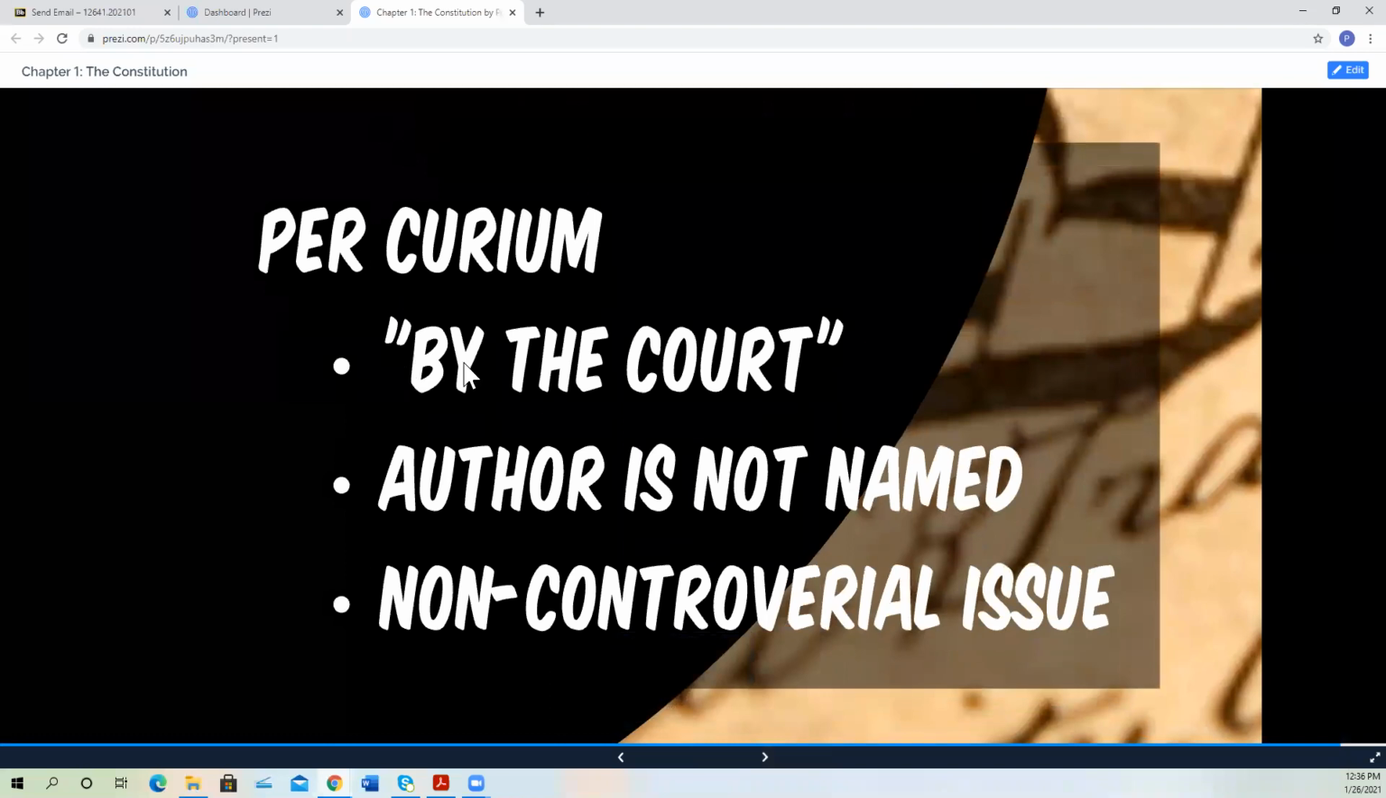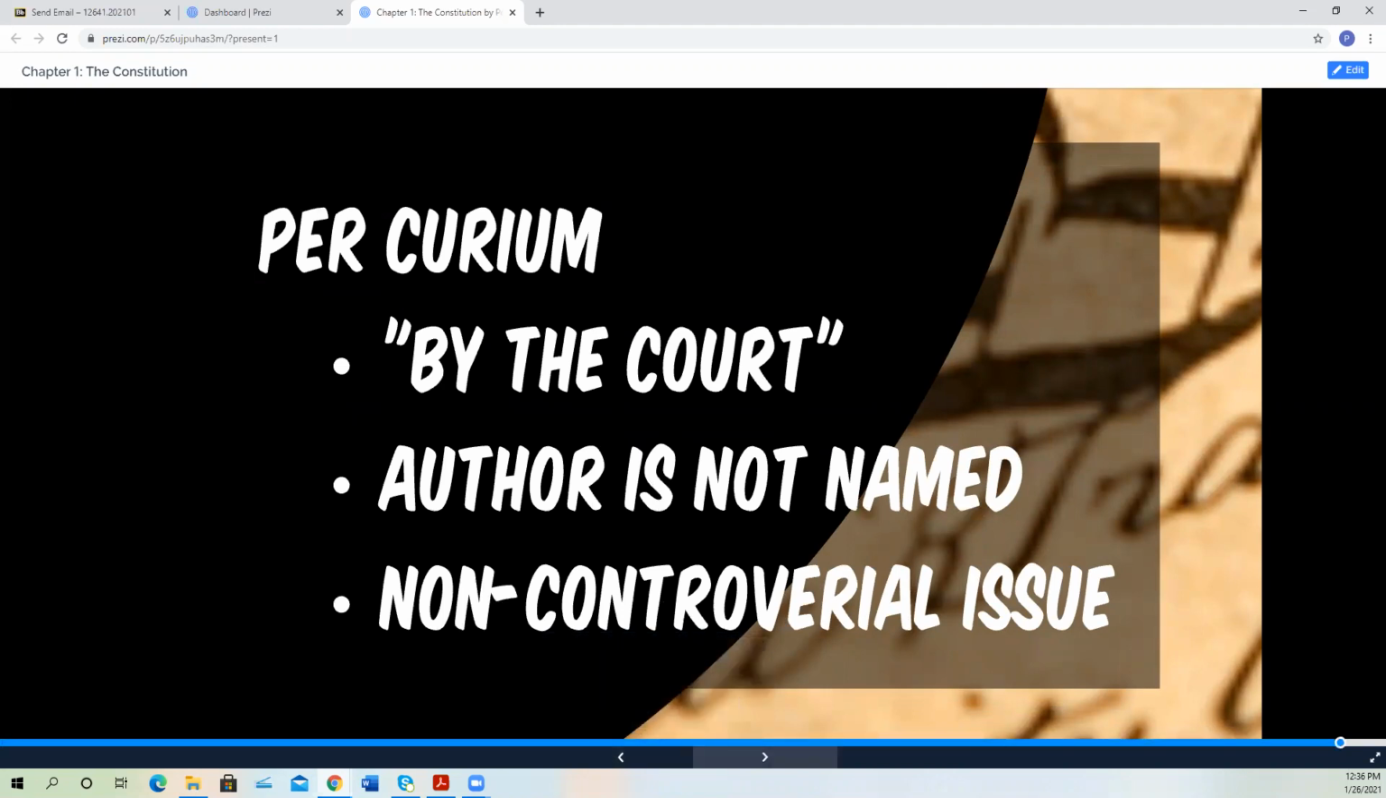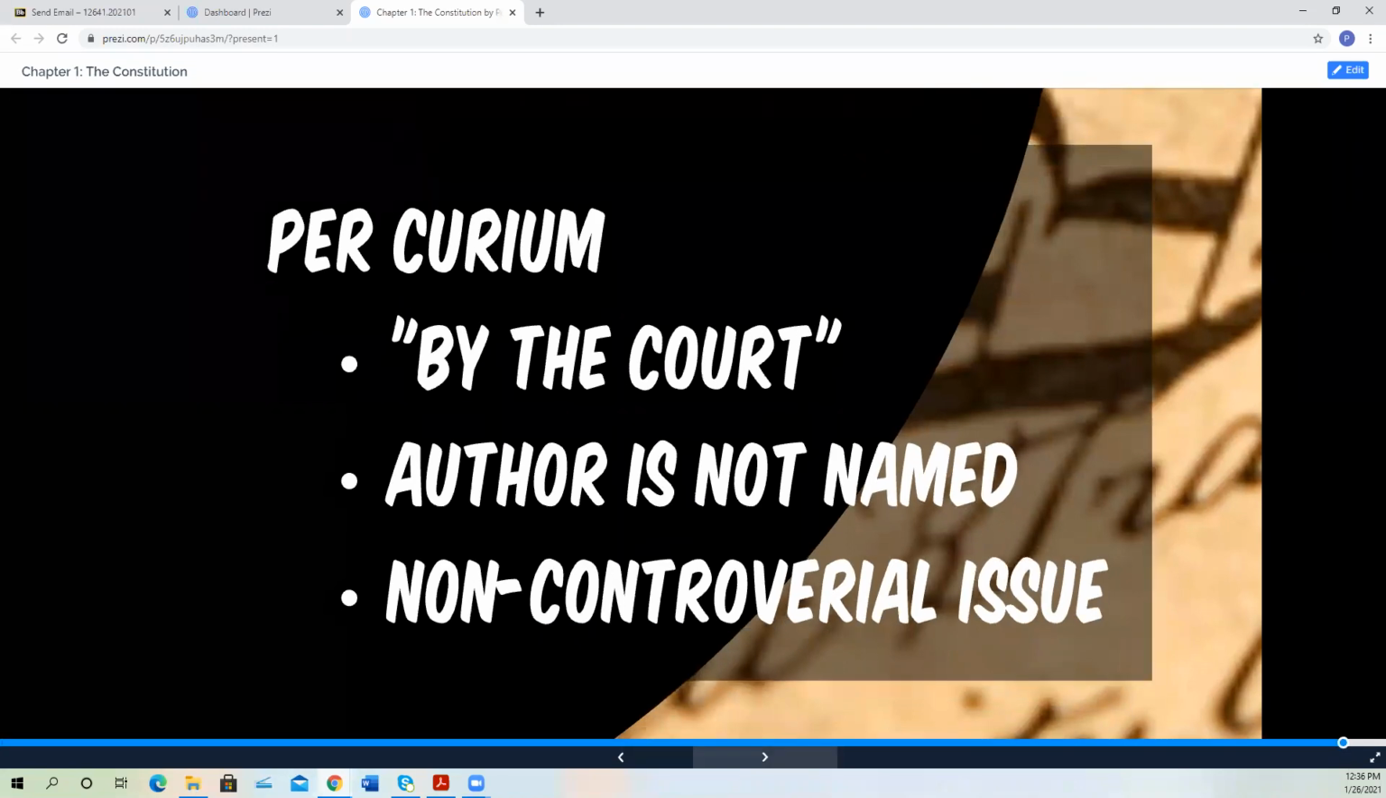Then finally, I don't think we're going to read any per curiam. Per curiam in Latin just means by the court, and it means the author is not named, and it's a non-controversial issue. And we are not going to read any per curiam cases.